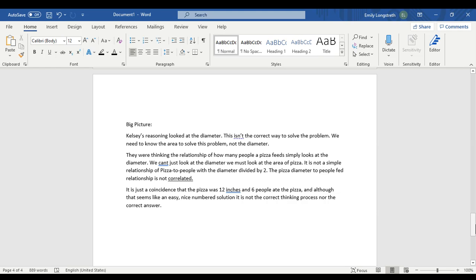So it is not a simple relationship of pizza to people with the diameter being divided by 2. The pizza diameter to people fed relationship is not correlated. It was just a coincidence that the pizza was 12 inches long and 6 people ate the pizza. And although that seems like an easy, nice numbered solution of 12 divided by 6 gives you 2, it is not the correct thinking process, nor the correct answer.